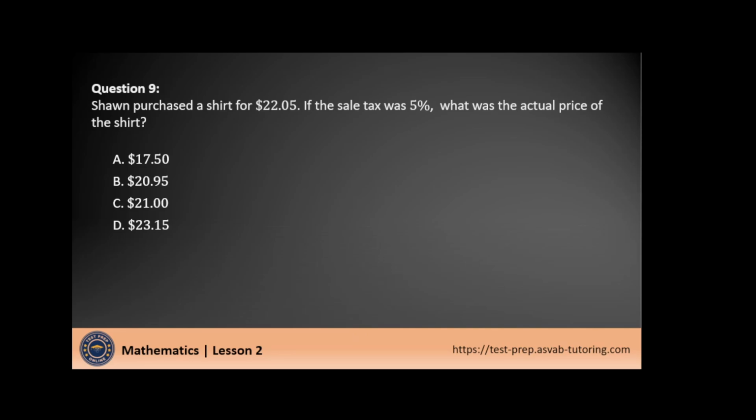Question 9. Sean purchased a shirt for $22.05. If the sales tax was 5%, what was the actual price of the shirt? So let's find out how much he paid in tax. We would do 22.05 times 0.05. And I'm going to ignore the decimal place and also the zeros to the left of the 5. So we can do this as 22.05 times 5.